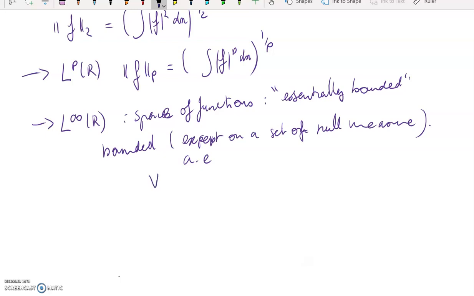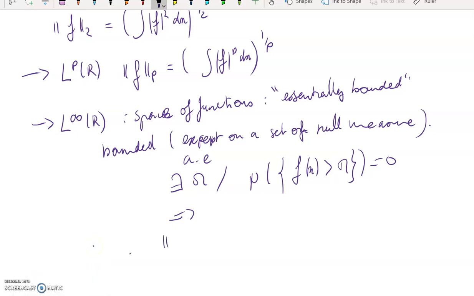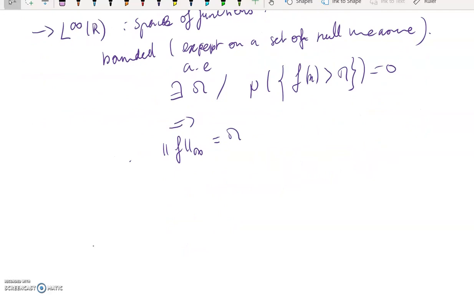There exists a value m such that the measure of the set where f is greater than this value is equal to 0, and then we can define the infinite norm of f to be this value m. In general, let's get rid of all the exceptional values of your function. If it happens on a set of null measure, just don't consider them, and you get that it's equal to the maximum or, more precisely, the supremum of f on R.